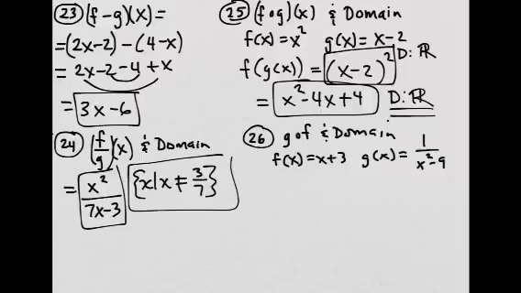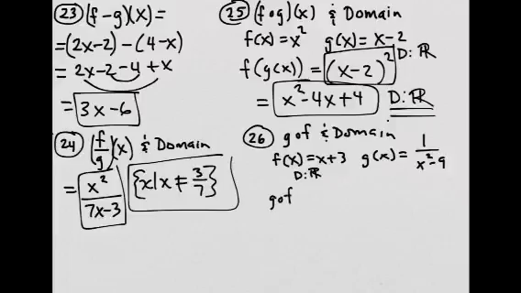For number 26, f of x is the inside function, because it's the second one right here. So I identify the domain for this one first, because this is the domain I'm coming in with. These are the values of x, the domain for this one. So the domain for this is all reals, no restrictions. So now I'm going to do g of f.